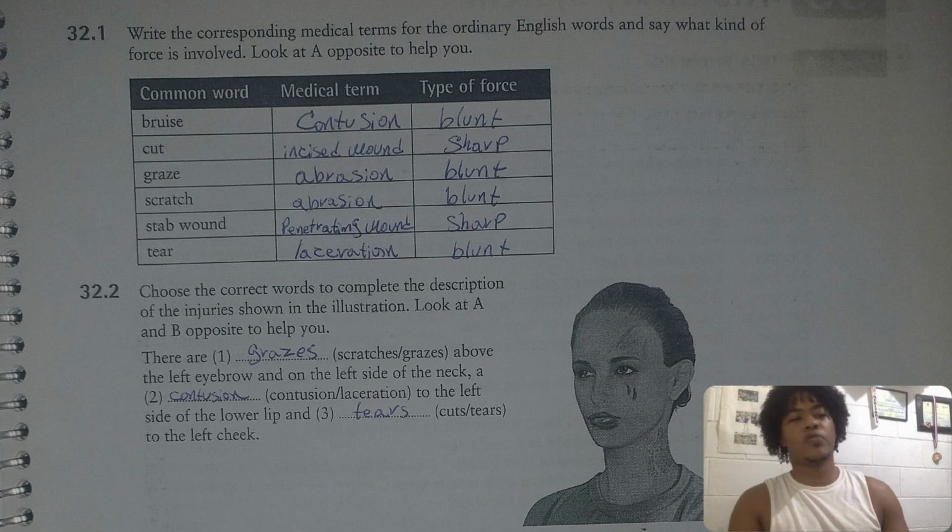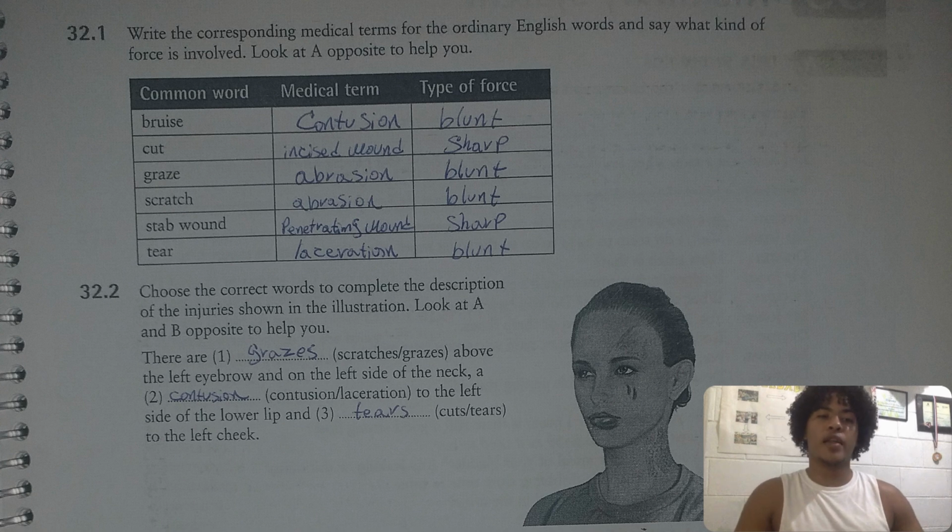Exercise 32.1. Write the corresponding medical terms for the ordinary English words and say what kind of force is involved. Look at A opposite to help you. Common word, medical term, type of force.